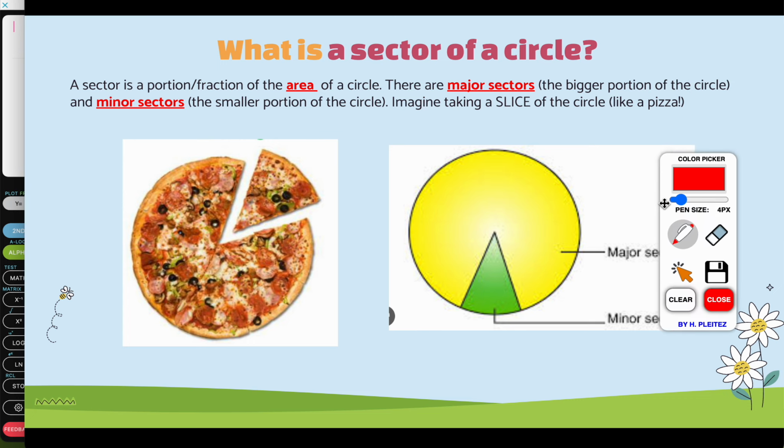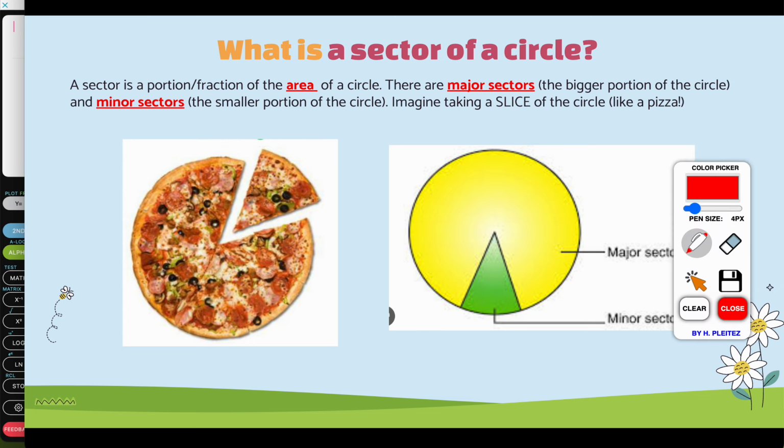So if we go back to an arc, an arc was a portion of the circumference, and for a sector, we're now dealing with the area. So imagine taking a slice out of a pizza. If you take a look at this diagram on the left, usually a pizza is divided into 8 equal pieces. So if we take one slice, a sector is going to be the area inside of that slice.